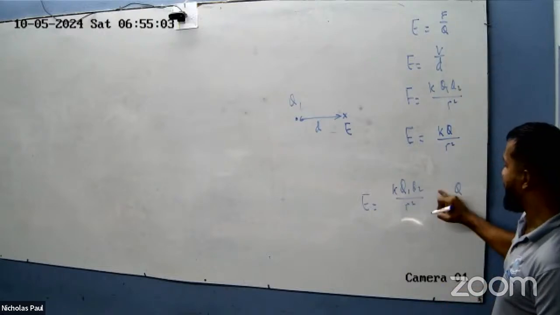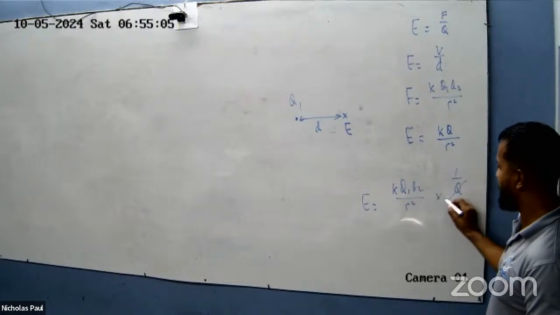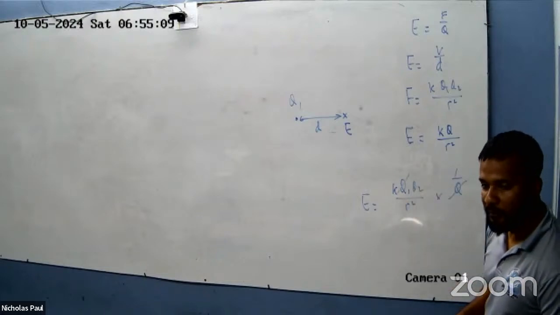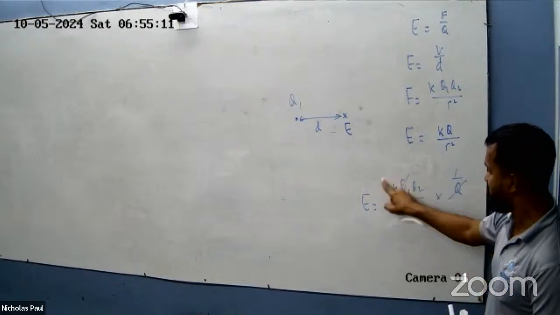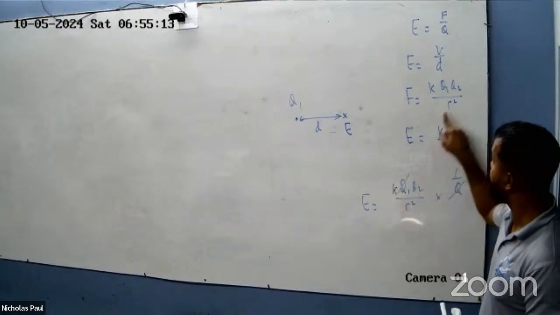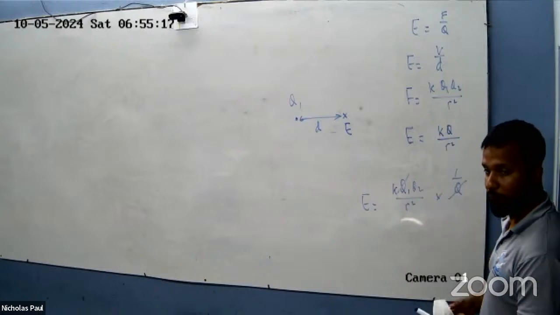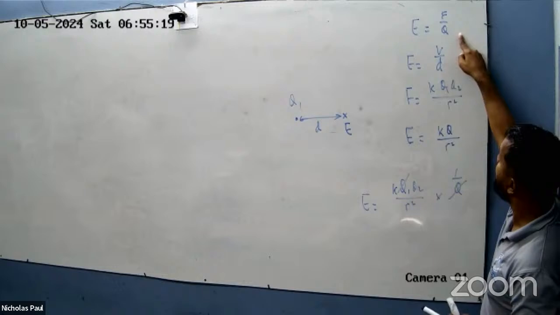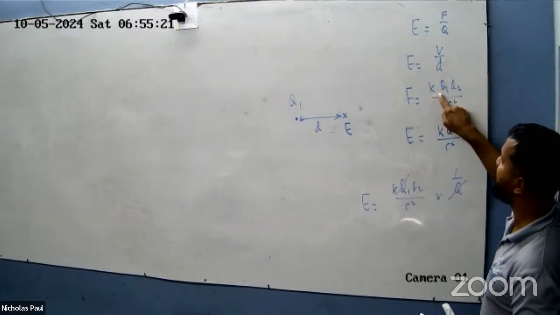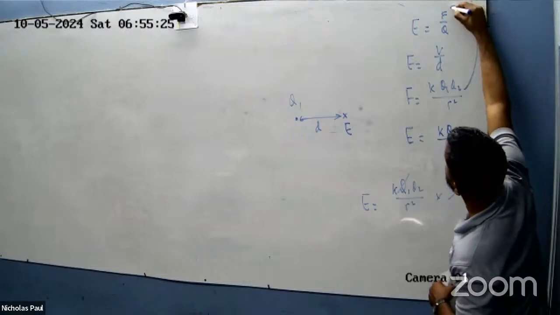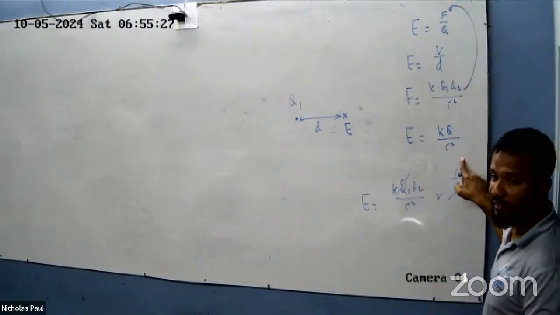Right? Remember, it becomes multiplied. So one of the Q's will cancel. This is F. So F is equal to K Q1 Q2. Right? So I took this F here and I substituted here, and I get this relationship here.